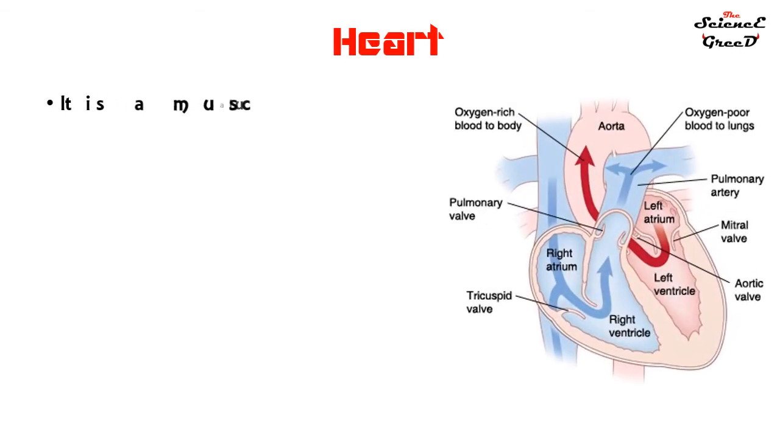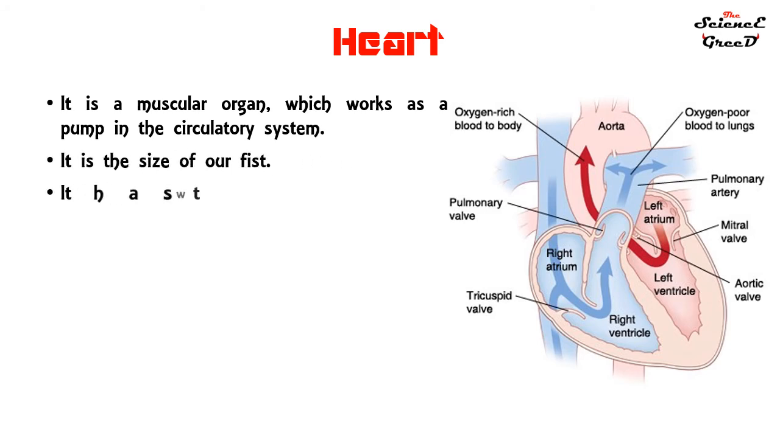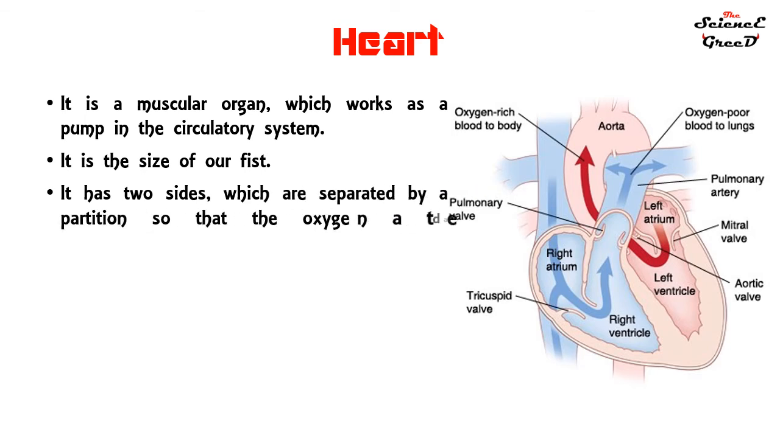Let us learn about the heart. It is a muscular organ, which works as a pump in the circulatory system. It is the size of our fist. It has two sides, which are separated by a partition so that the oxygenated and deoxygenated blood do not get mixed up.